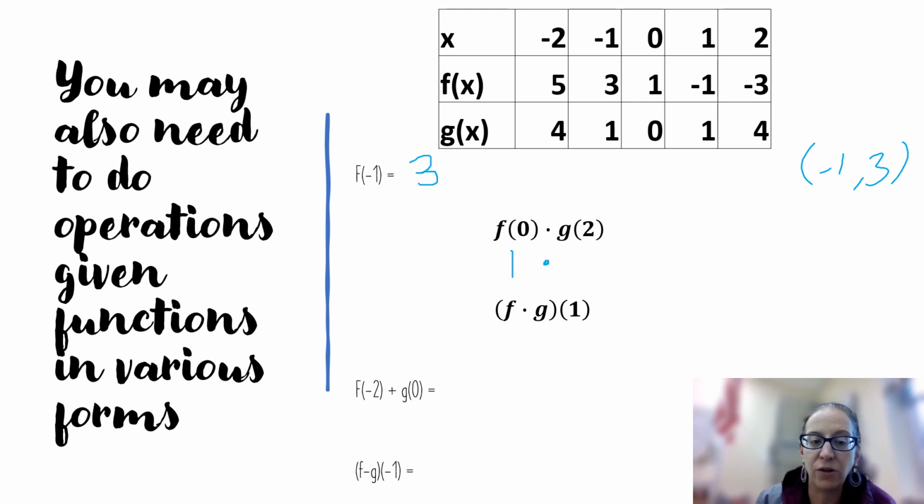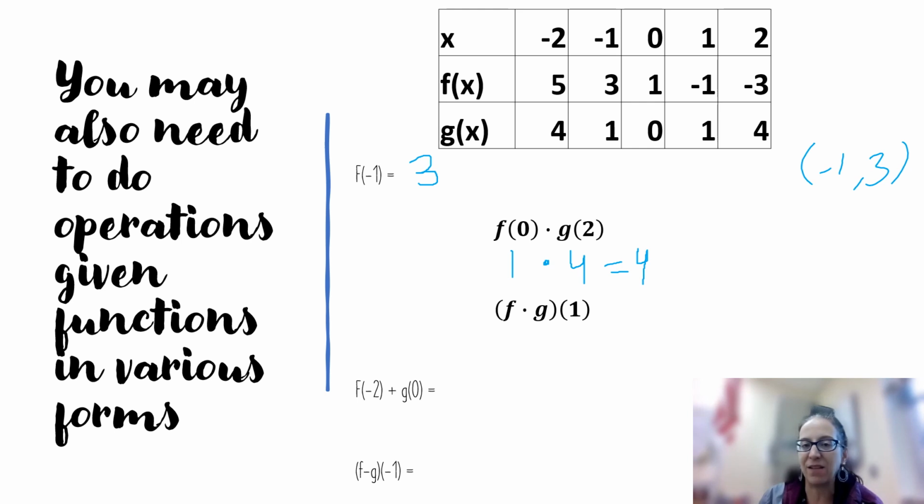And then I need to go find g of 2. So same deal. This is my x value. So I'm going to come over here. And this time I have to just make sure I go down to g. G of 2 is 4. So that is a way of writing 1 times 4, which is just equal to 4. Okay, so f of 0 times g of 2 would be equal to 4.